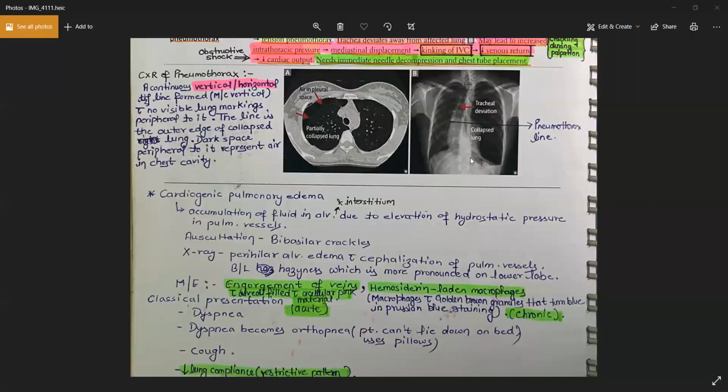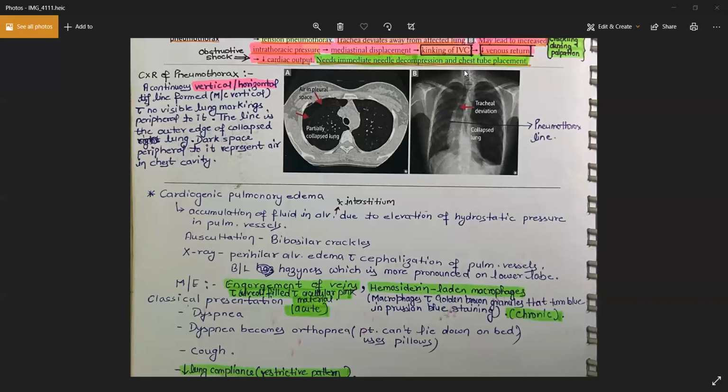Okay, so let's discuss the cardiogenic pulmonary edema. See, when you have a heart failure, then due to this heart failure, you can have a buildup of fluid in the lungs, right? Because of this heart failure, you can have a buildup of fluid. Now, this buildup of fluid could be acute or could be chronic.